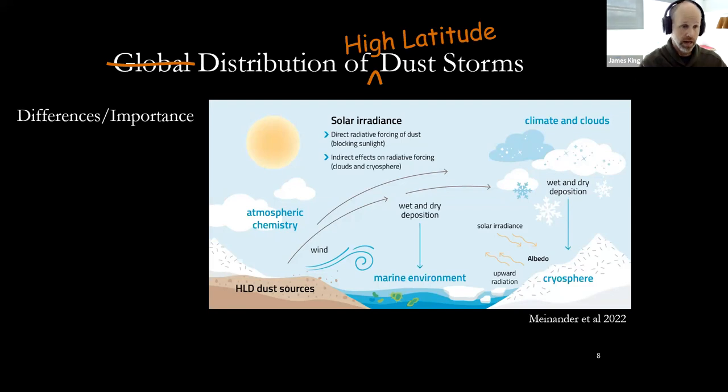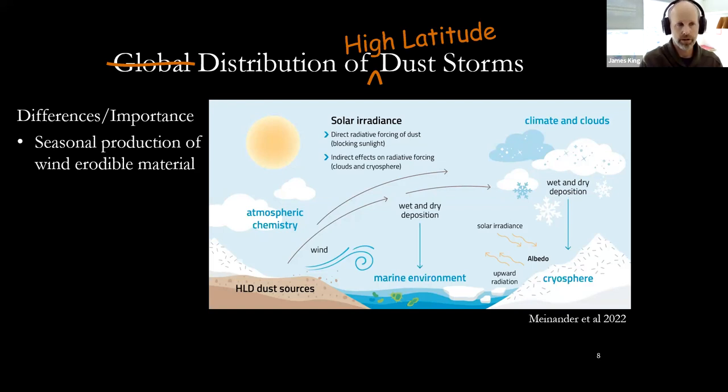This is a great diagram from Outi Meinander's summary paper, recently published, that shows what this dust at those high latitudes could be doing. One thing that's quite different compared to lower latitudes is we have a very large seasonal variability. Most of these latitudes are completely dark in winter, and so very cold, so whatever emissions we have are very limited in terms of distance and transport capacity. And then we go through a very large melting season in the spring, due to glacier melt but also snow melt.